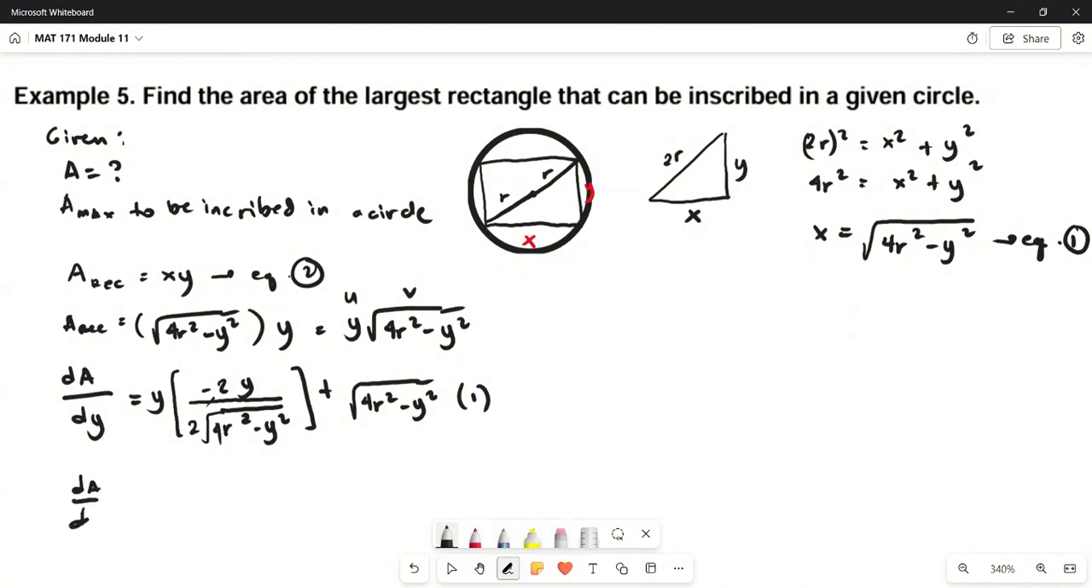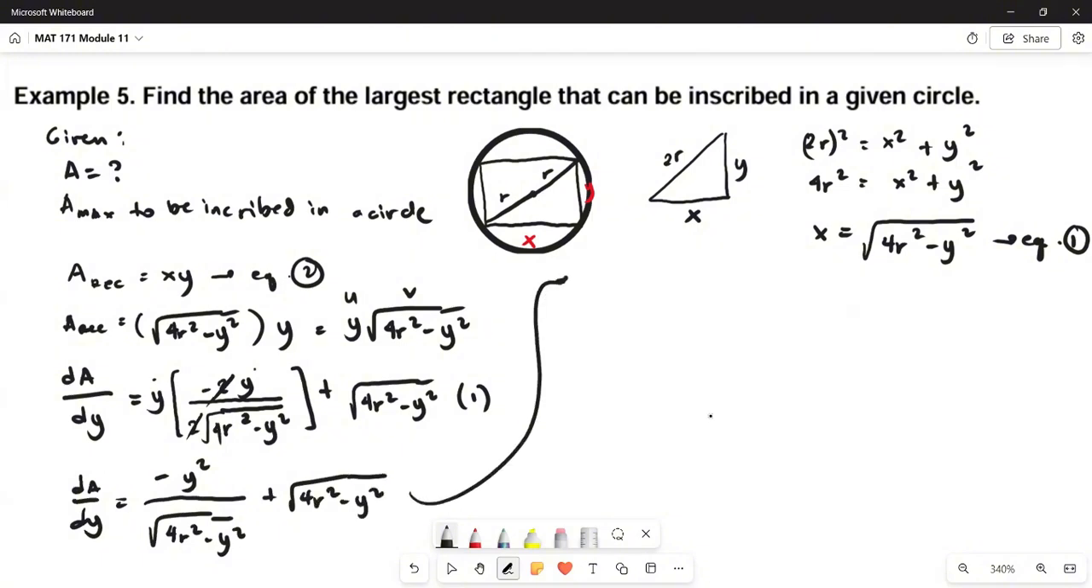We have dA over dy is equal to, since meron ka dyan 2, meron ka sa baba, negative 1 na lang yan. Negative y, o negative 1 y squared kasi dalawa yung y natin, over square root of 4r squared minus y squared, plus square root of 4r squared minus y squared. So simplify lang natin. So kunin natin yung ating LCD. So yan ay square root of 4r squared minus y squared, negative y squared plus 4r squared minus y squared.